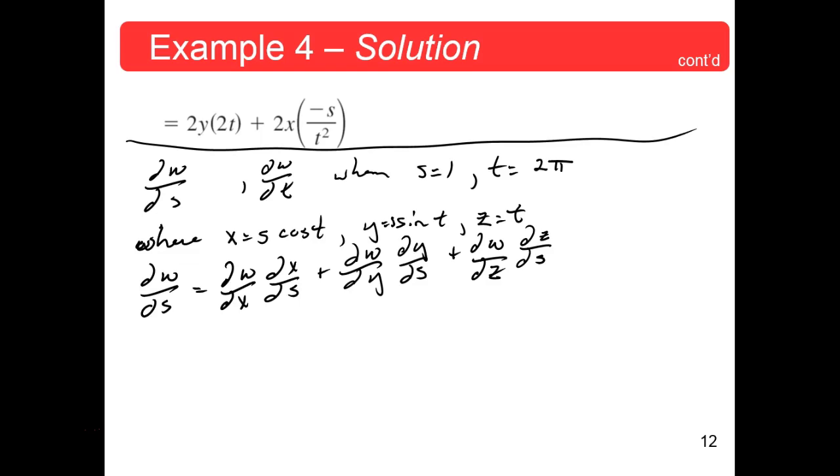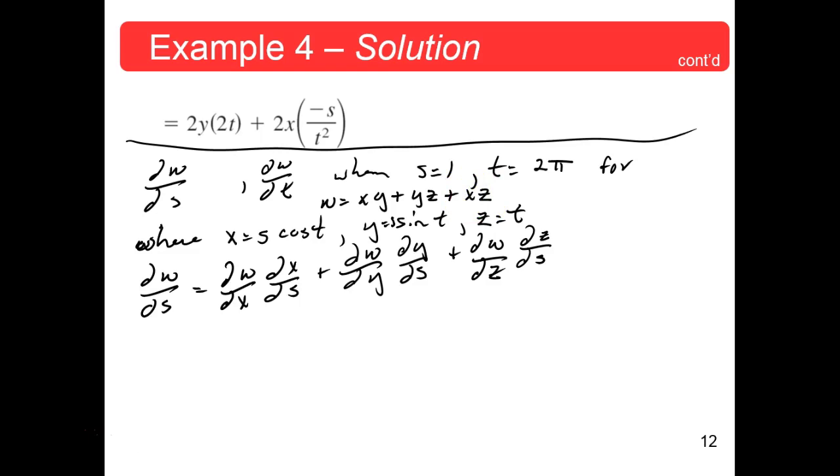It still seems like we're missing something. Oh, there it is. I knew we were. This is number 4. I knew I had something missing here. W is equal to xy plus yz plus xz. All right, there's your function.